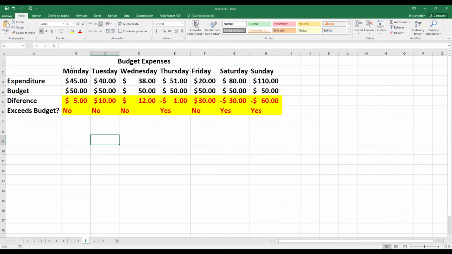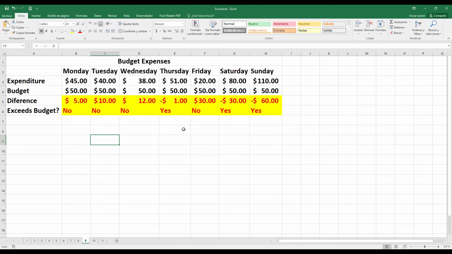For example, here on Monday, the difference was 5 pesos. Did it exceed the budget? No. Tuesday, 10 pesos? No. Wednesday, 12 pesos? No. Thursday, minus 1 peso. Exceeded? Yes, because your expense was 51 and your budget was 50. So how can you do that?